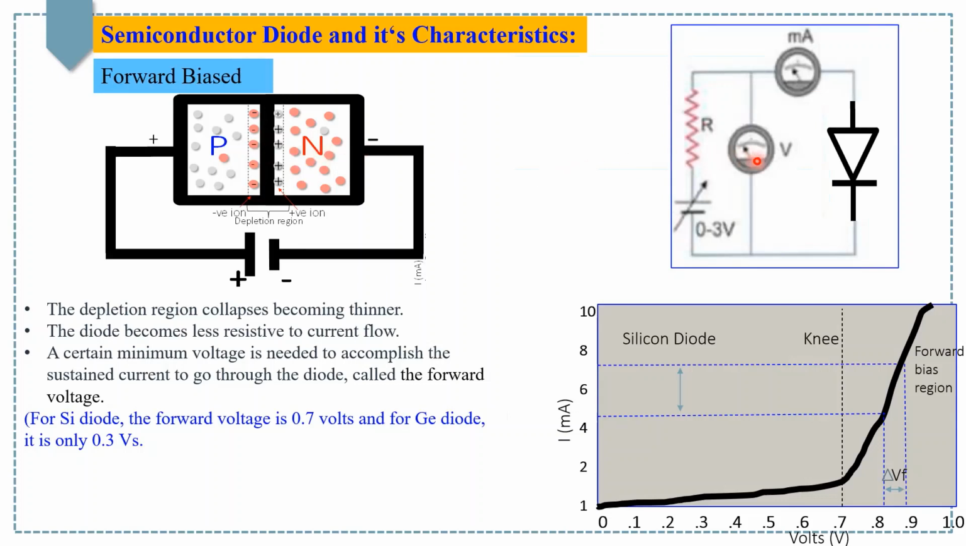Here is the schematic diagram, which we need to operate while performing the experiment at the laboratory, where the diode is connected with the milliammeter, voltmeter, along with the battery.